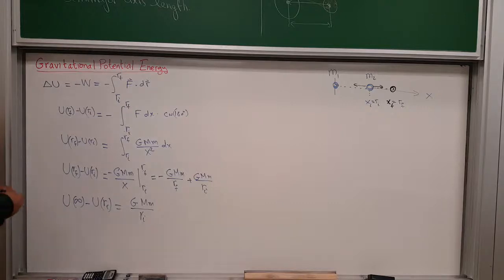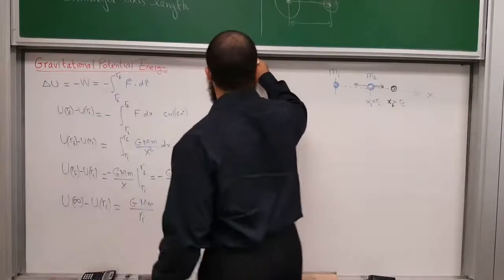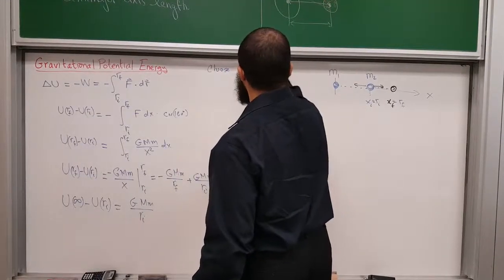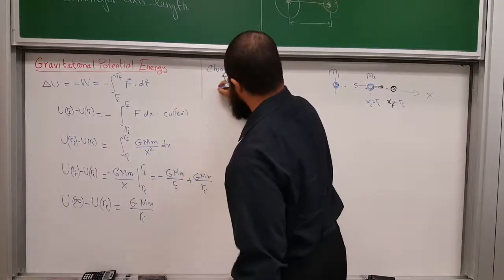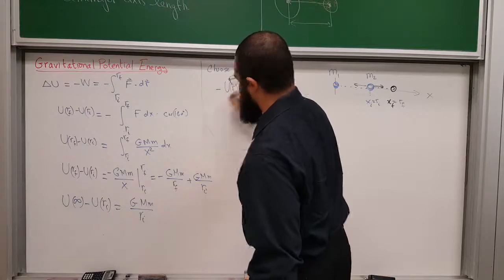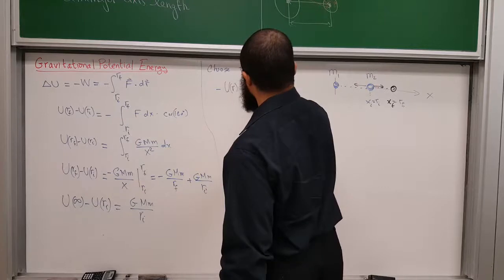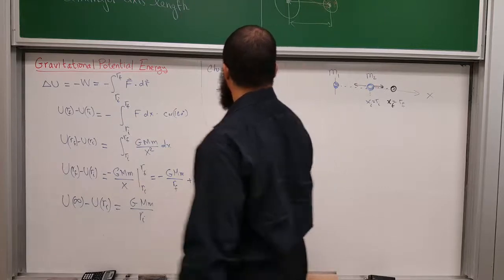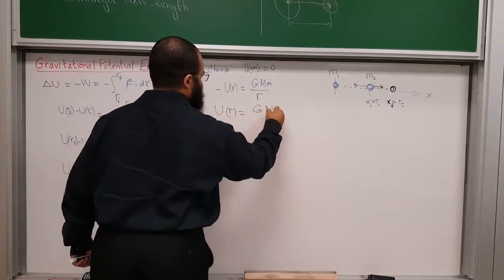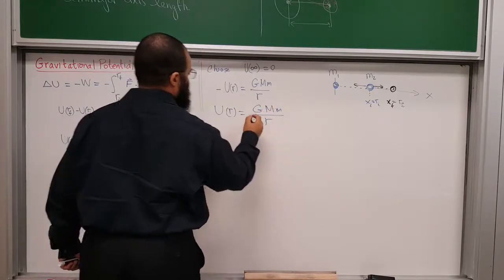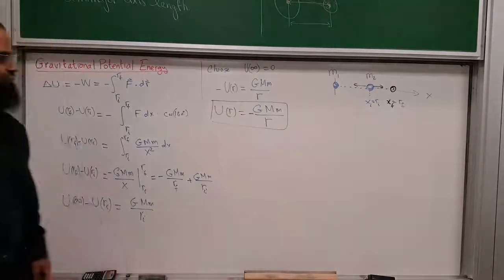So we choose u at infinity. It's a choice. We chose that to be 0. Therefore, negative u at any r initial, I'll just drop the initial, at any r, will equal G capital M little m over r, and so u of r will equal negative capital G capital M little m over r. That's the potential energy.